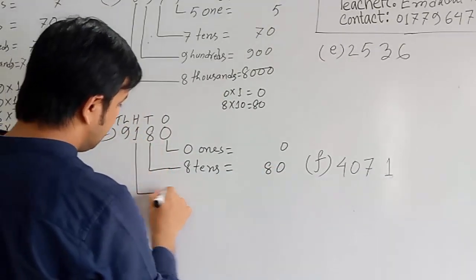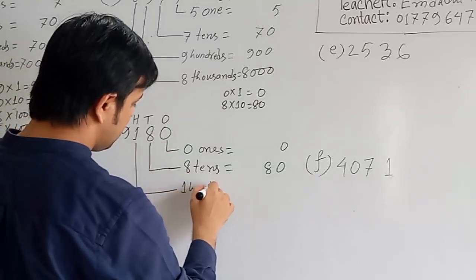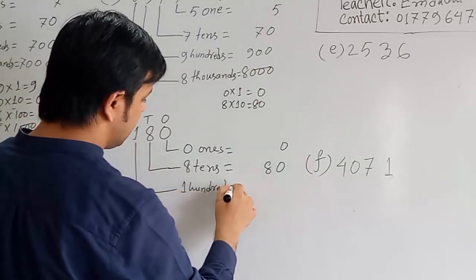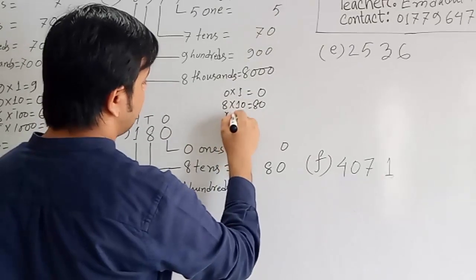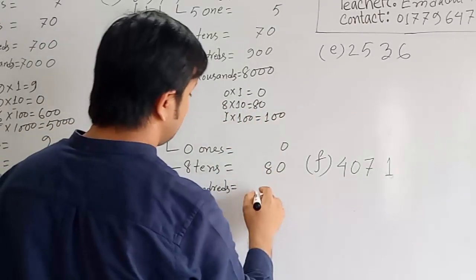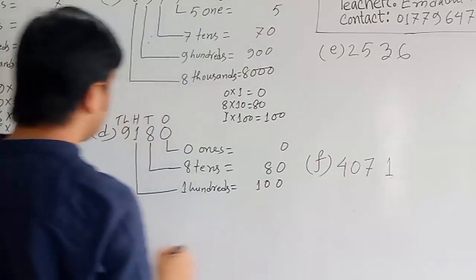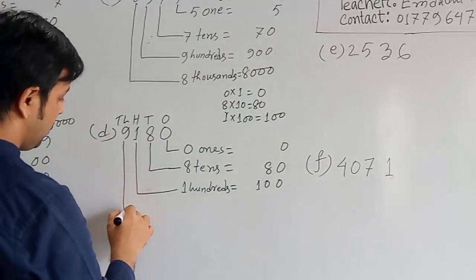Then 1 is in hundreds position, so we have to write 100. So we have to multiply 1 by 100. This will be 100. It means place value of 1 in this number is 100.